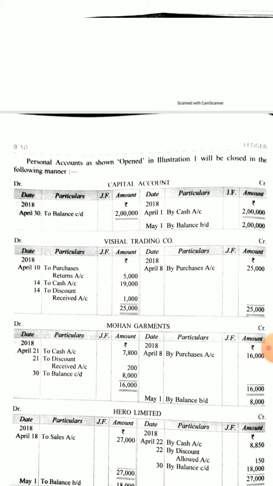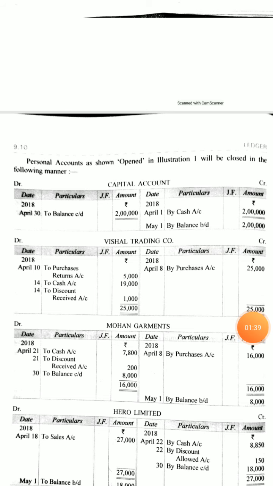You can see the date, it is 30th April 2018, and it is written "to balance c/d 2 lakh rupees", because here we had 2 lakh and here we had nothing. So after balancing, we get 2 lakh as the deficit on the debit side, so we say that the credit balance of the capital account is 2 lakh rupees. Now this balance will be transferred on the first day of the next month, May 1st, as "by balance b/d 2 lakh". And we will again make the other entries below this one if there are any more.